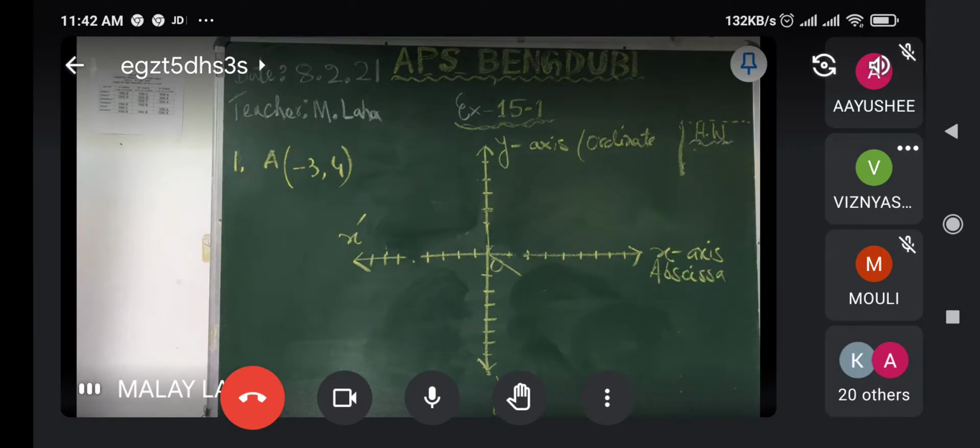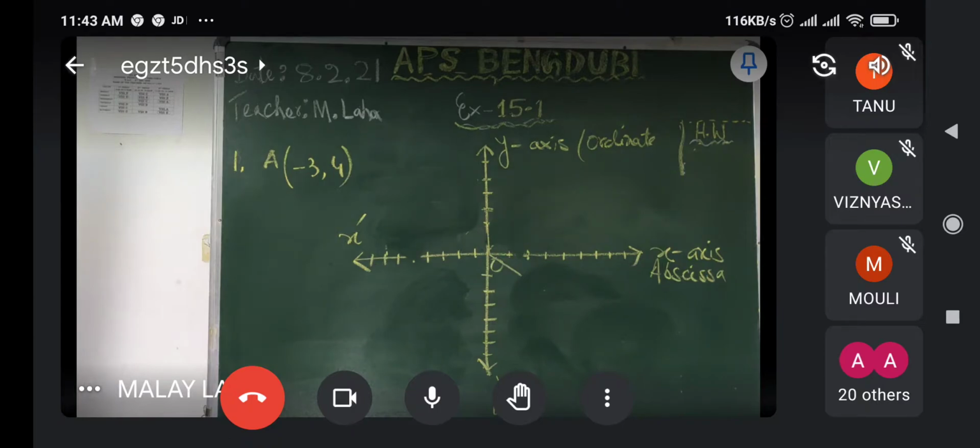Abel, tell me. Point A, its value is minus 3, 4. Which quadrant does it lie in? Sir, second. Second quadrant.